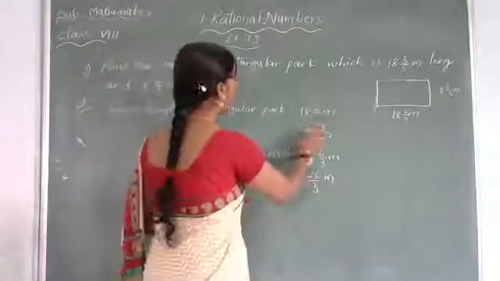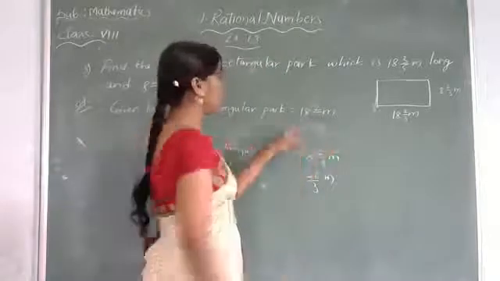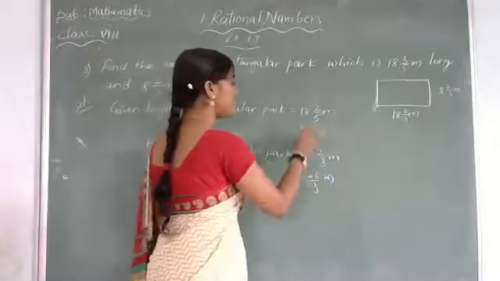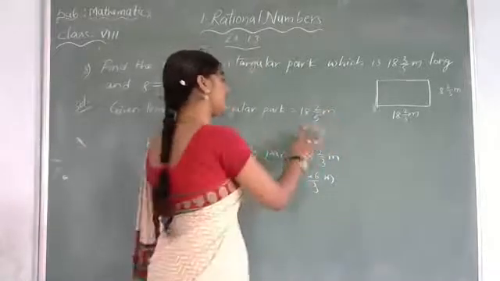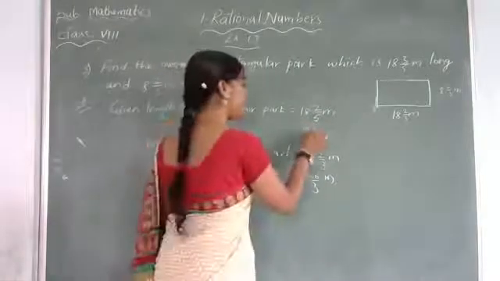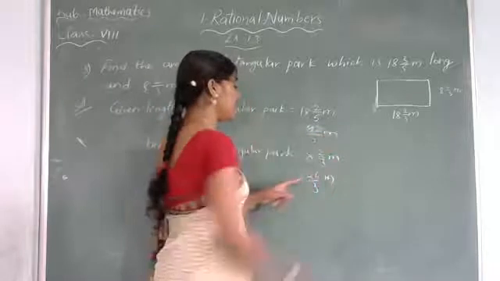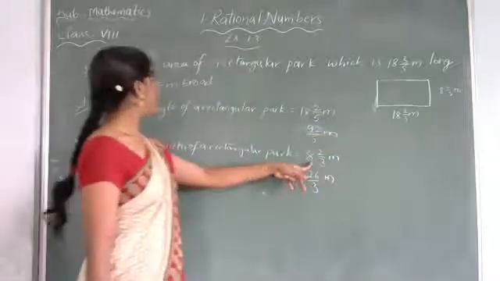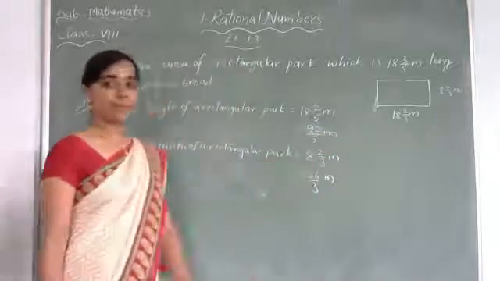Sorry, I mixed up the values. The length is 18 2 by 5 meters. So 5 18s are 90. 90 plus 2, 92 by 5 meter. And this, 8 3s are 24. 24 plus 2, 26 by 3 meter.